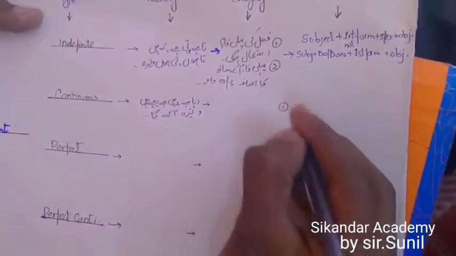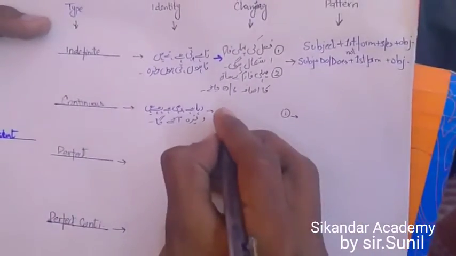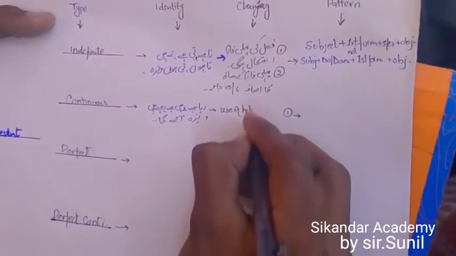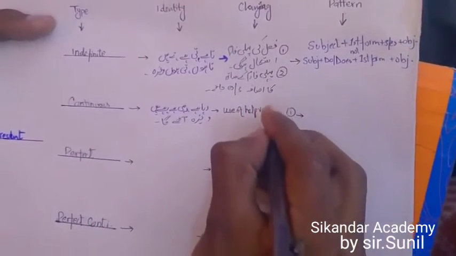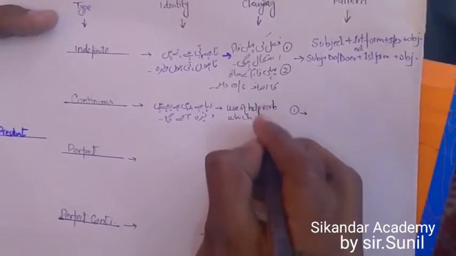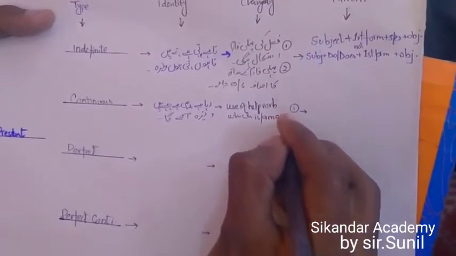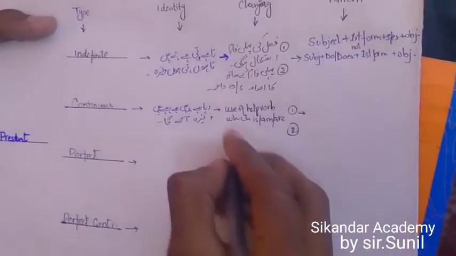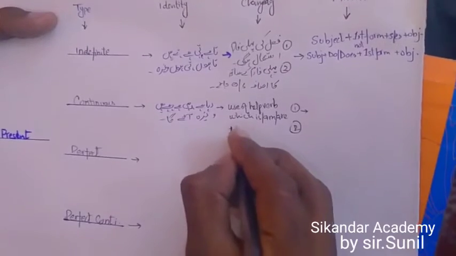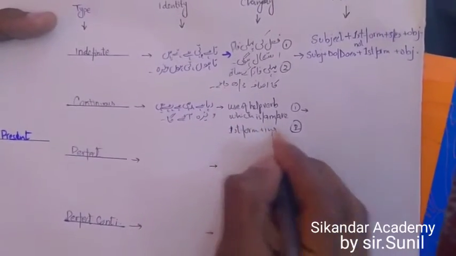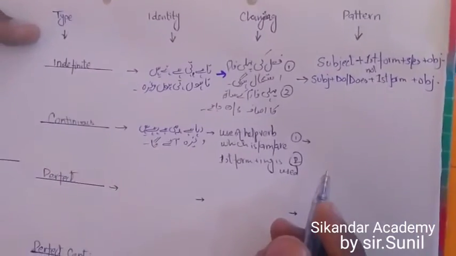The first rule is the use of an auxiliary verb or helping verb, which is is, am, and are used. Then the second rule is that first form plus ing is used.